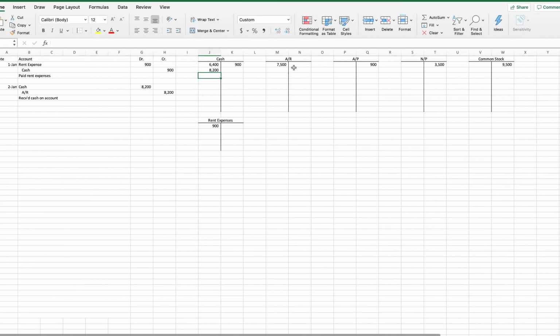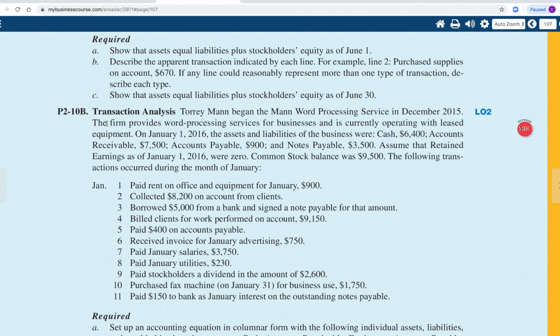Okay. So my accounts receivable is going down by $8,200 and everything's posted. Okay. So we're going to skip a space and we're going to go back and see, okay, what's our third transaction? Third transaction said borrowed $5,000 from a bank and signed a note payable for that amount.